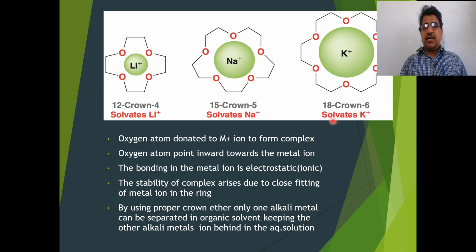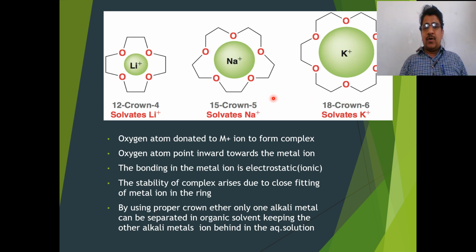Now in 18 crown 6 there are 18 total atoms present in this ring, then crown should be there. Then next is 6. There are 6 oxygen atoms present in this ring, that is 1, 2, 3, 4, 5 and 6. These are the rules for naming.